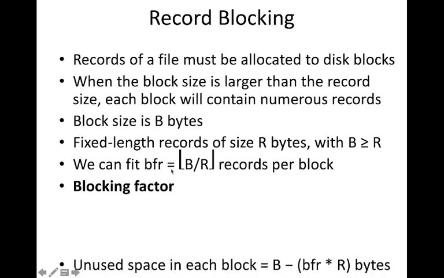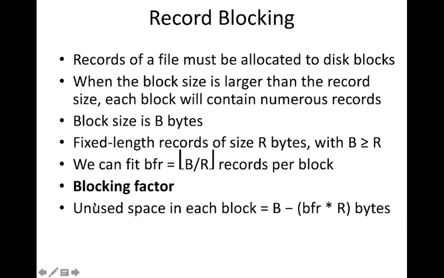Okay, blocking factor. Then there is another formula. Sometimes questions will come to calculate the unused space in each block. Maybe in the previous example, we have taken 512 bytes and the record size is 50. So 512 divided by 50, you can store 10 records and 12 bytes is unused. We cannot use it because 50 bytes are required to store a record and we have only 12 bytes. So that 12 bytes is unused space.